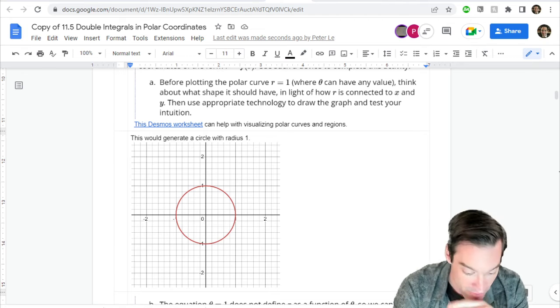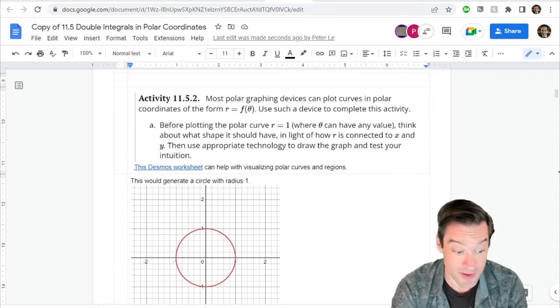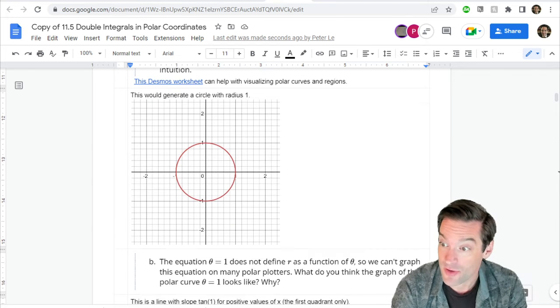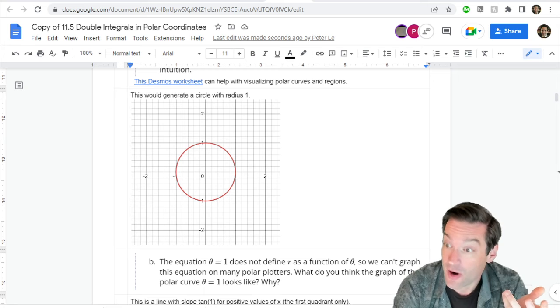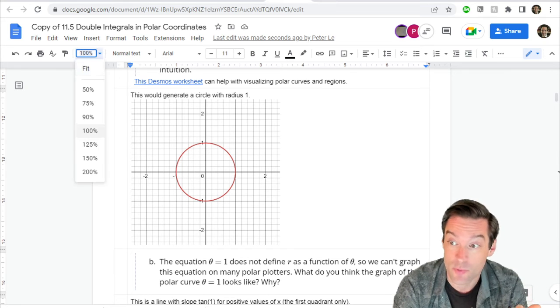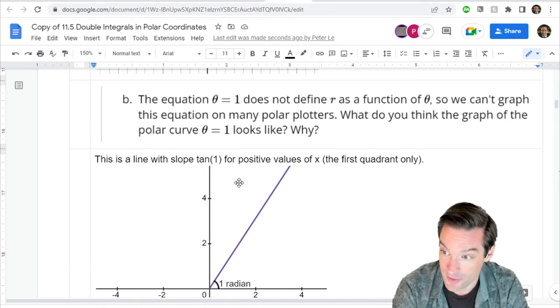So the curve r equals 1, so it has a fixed value of the radius, but the angle can be anything, gives us a circle, right? And the radius of that circle is that constant value of r. It's all the points that are a distance of 1 away from the origin. That gives me exactly the unit circle in the xy plane.